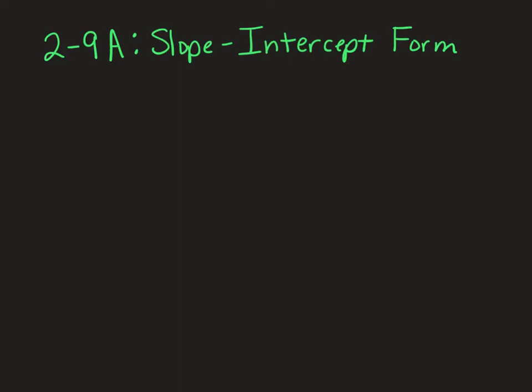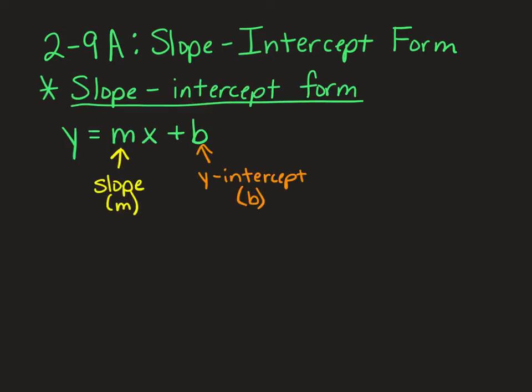Lesson 2-9A, Slope-Intercept Form. This is another form of a linear equation. So in slope-intercept form, a linear equation is written in the form of y equals mx plus b, where m is the slope, we call that m, and b is the y-intercept, we call that b.